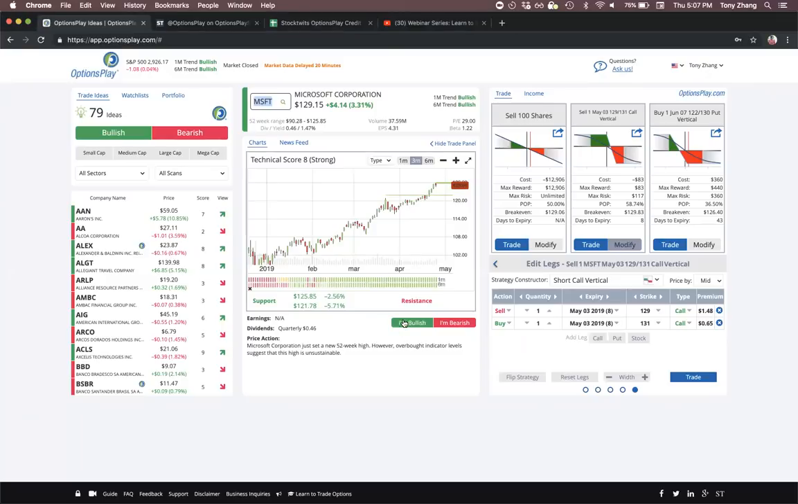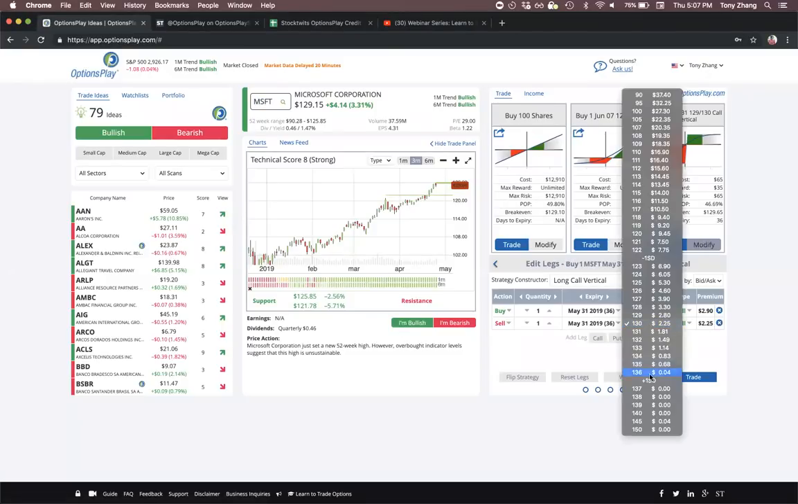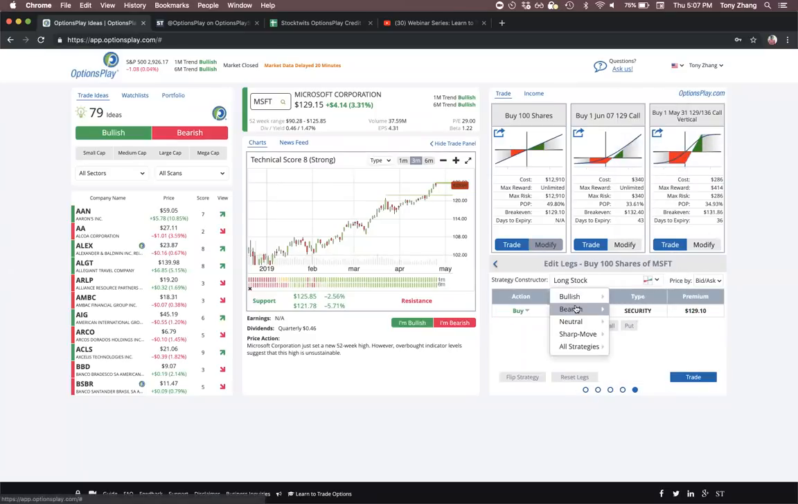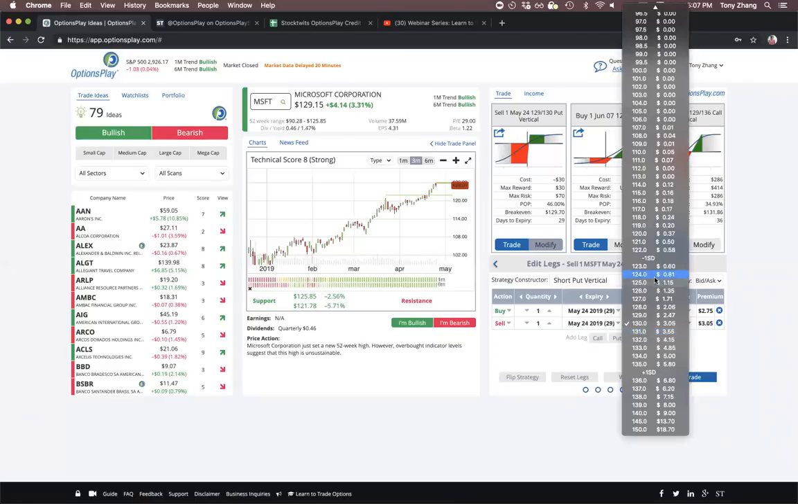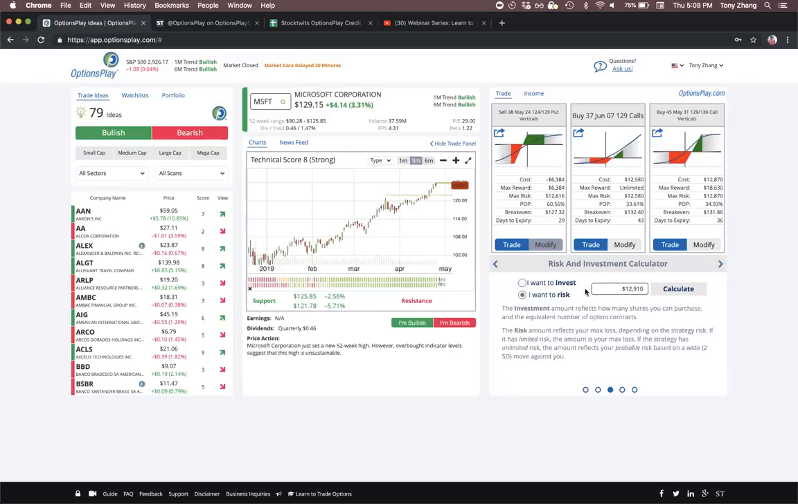So here, let's go back to Microsoft. And let's look at a debit spread here, 129, 136. We buy a debit spread versus selling a credit spread. I hope that this will help illustrate why. So let's normalize this. Let's say I'm willing to risk $2,500 on this particular trade. So here I'm selling 7 contracts with a credit spread. I can buy 8 contracts with a debit spread.